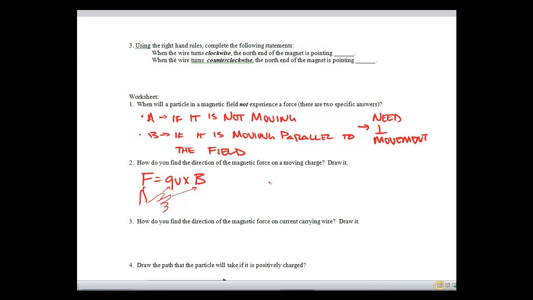So our pointer finger, we always want to move to point in the direction of velocity. Our middle finger, we always want to move to point in the direction of the magnetic field, and our thumb will consequently always point in the direction of force.